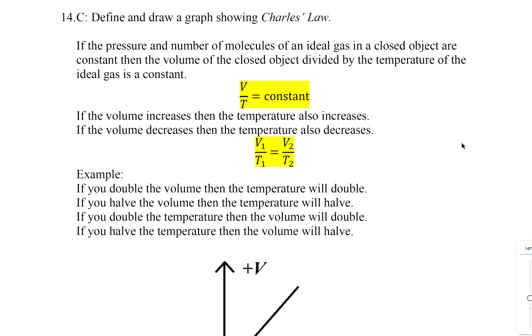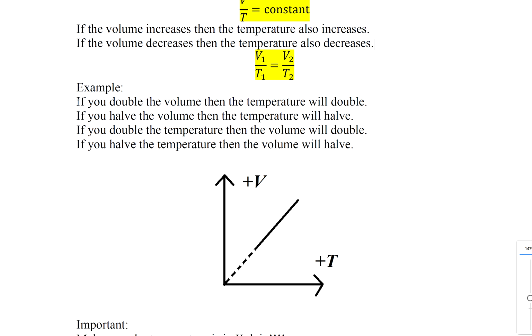Question 14, define and draw a graph showing Charles's law. So if the pressure and number of molecules of an ideal gas in a closed object are constant, then the volume of the closed object divided by the temperature of the ideal gas is a constant. So V over T equals a constant. If the volume increases, then the temperature increases. If the volume decreases, then the temperature also decreases. So if you double the volume, then the temperature doubles. And if you halve the volume, the temperature will halve.